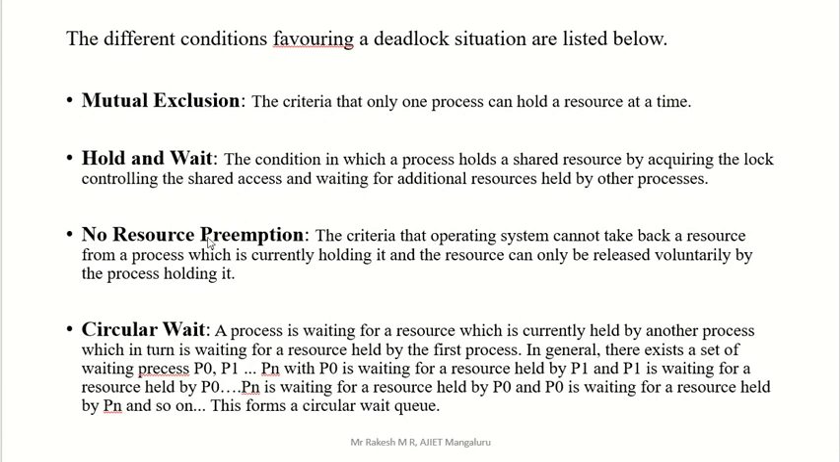But no preemption means the operating system cannot take back a resource from the process currently holding it. The resource can only be released voluntarily by the process holding it. That means whichever resource P1 is holding, P1 should release it voluntarily, and only then can P2 take it. So that is called no resource preemption.